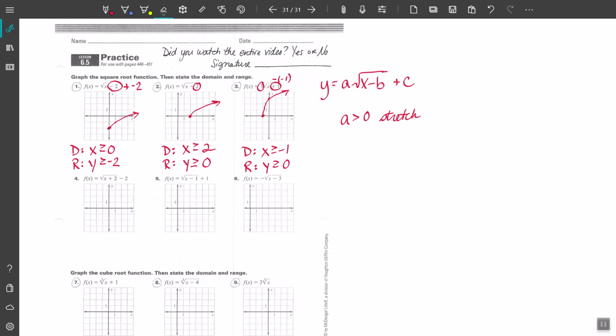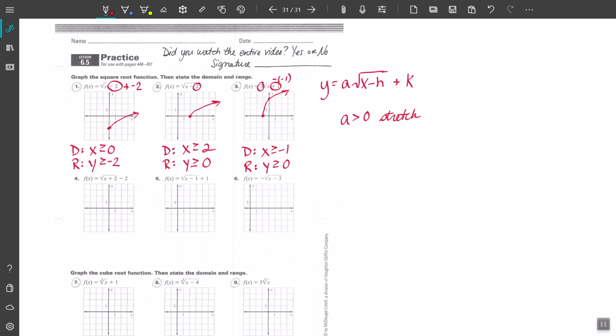And I want to make one correction here to the formula before we move on, just because I want to make sure I'm using the same variables that the textbook is using. Instead of using B and C, they're using H and K. So let's just keep it consistent with the textbook. It's the same idea, just different variables.